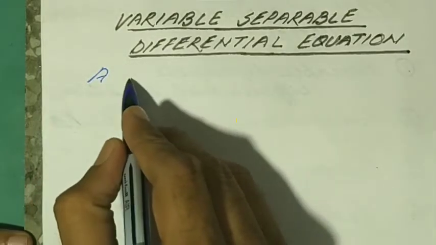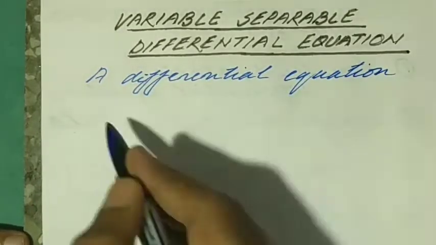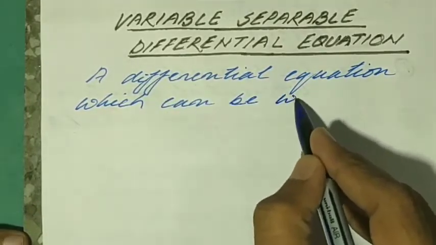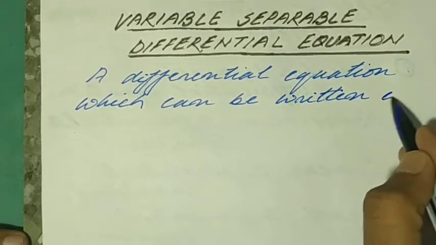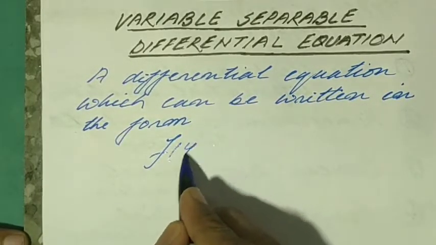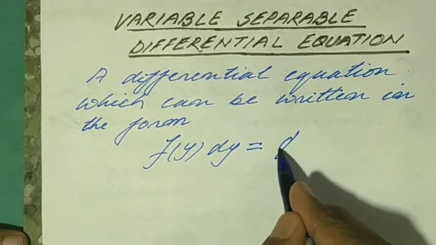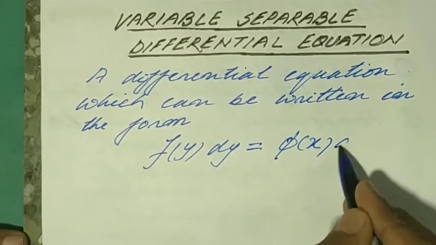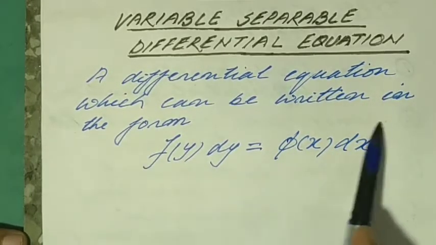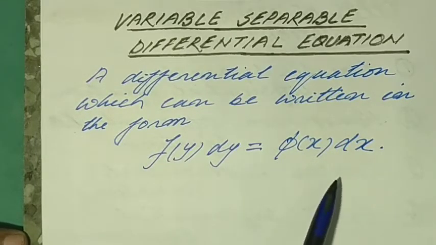A differential equation which can be written in the form f(y) dy is equal to phi(x) dx. Any differential equation which can be written in the form f(y) dy is equal to phi(x) dx.